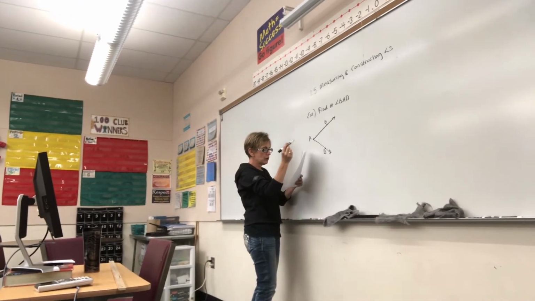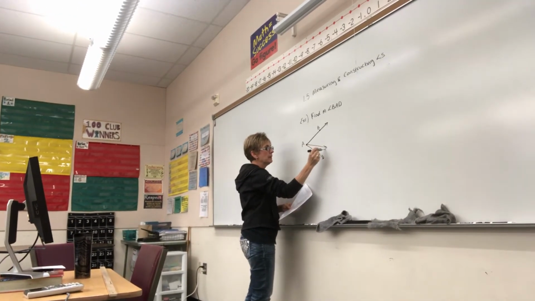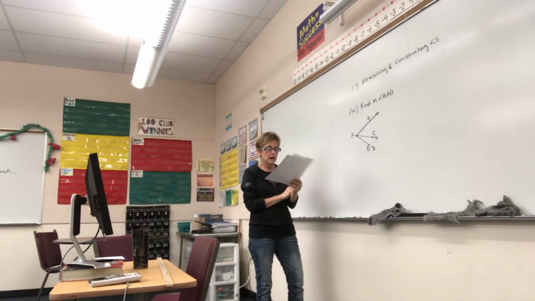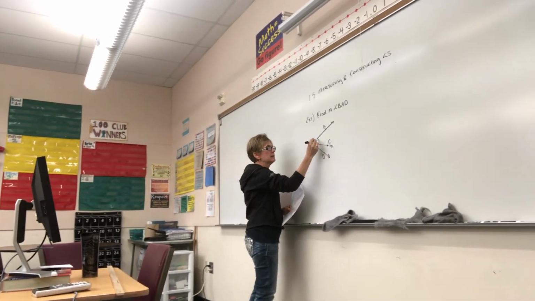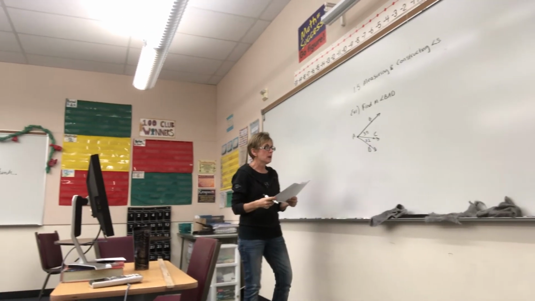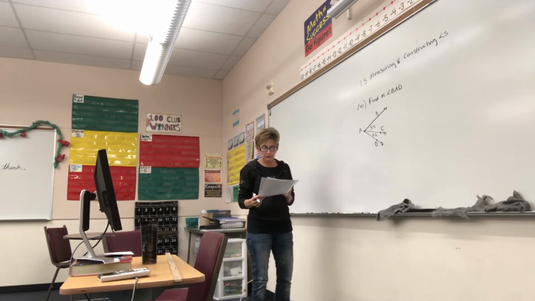Now I'm going to show a ray going through that angle. Now they have not told us that this ray bisects the angle, so we don't have anything that tells us that that is true, but we are seeing that the 2 angles formed are 35 degrees and 22.